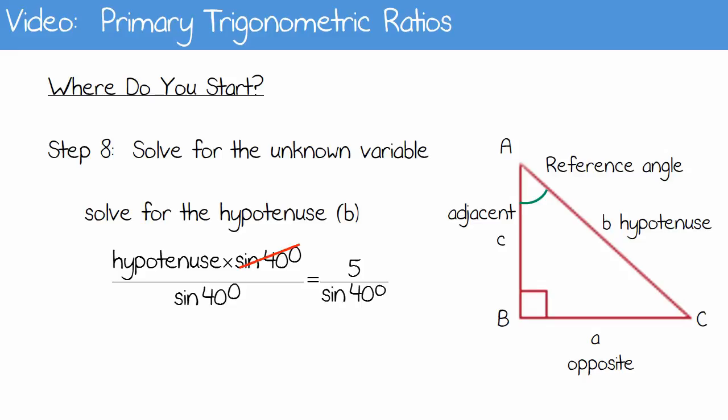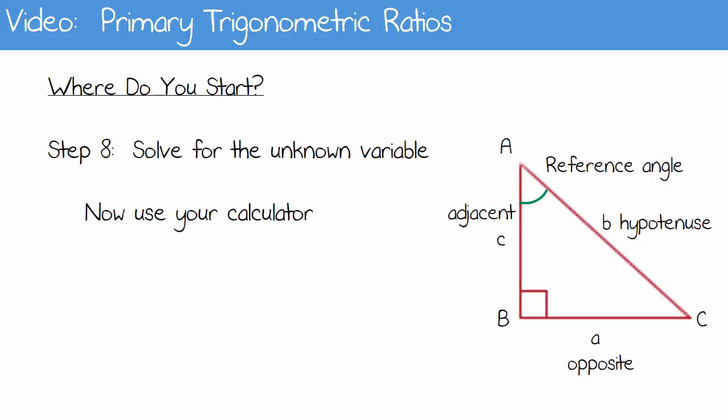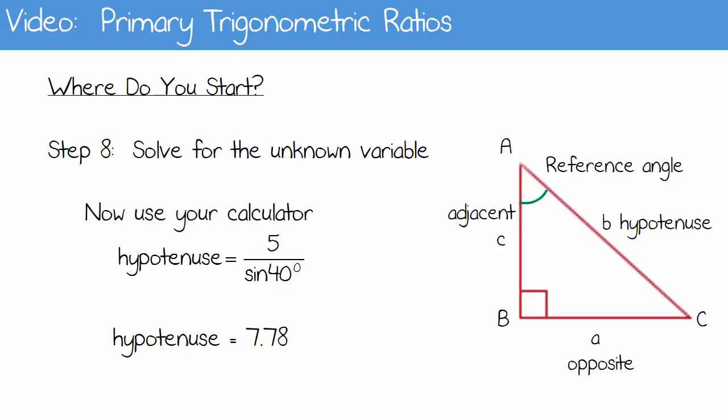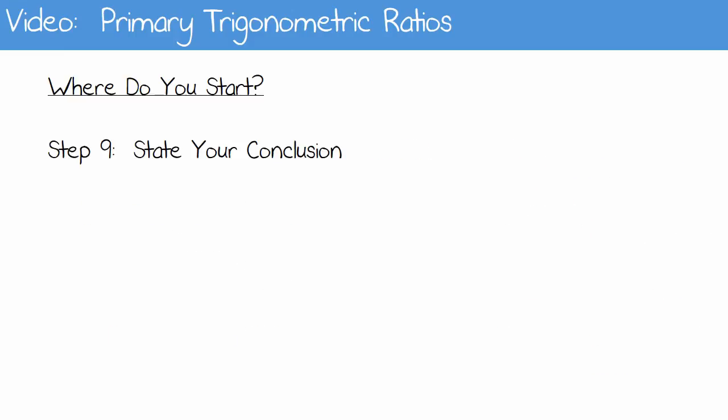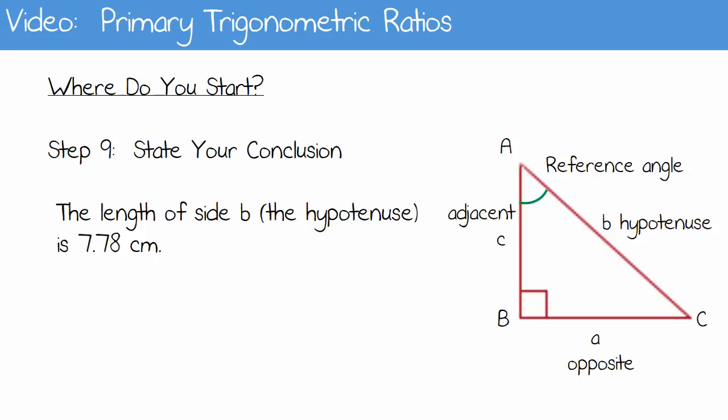Now we reduce sine 40 and sine 40 to 1 over 1. So we have the hypotenuse equals 5 divided by sine of 40 degrees. Using your calculator, 5 divided by sine 40 is approximately 7.78. This represents the length of the hypotenuse. Step number 9, state your conclusion. The length of side b, the hypotenuse, is 7.78 centimeters.